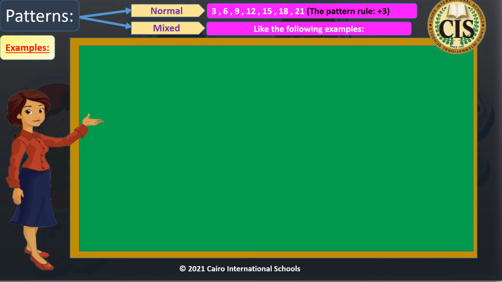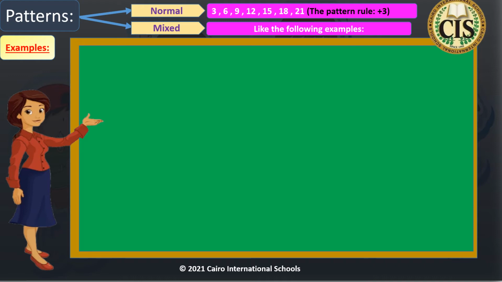Like 3, 6, 9, 12, 15, 18, and 21. Look carefully. This is an increasing pattern, so we must write plus in the pattern rule. Plus what? Subtract the first two numbers. 6 minus 3 equals 3, so we are adding 3. To make sure, subtract the next two numbers. 9 minus 6 equals 3 also. Yeah, so each time we are adding 3.